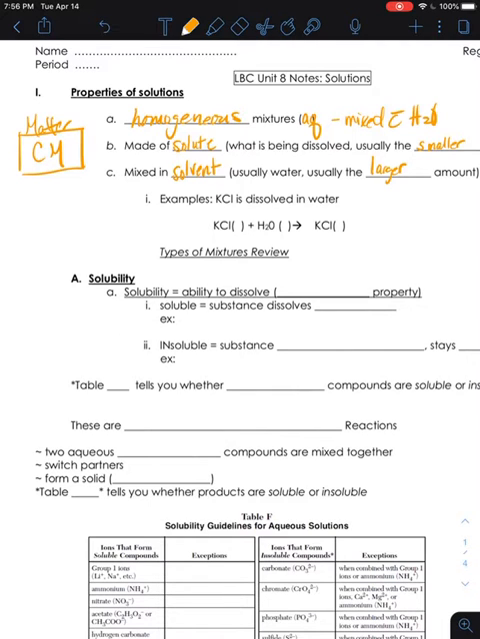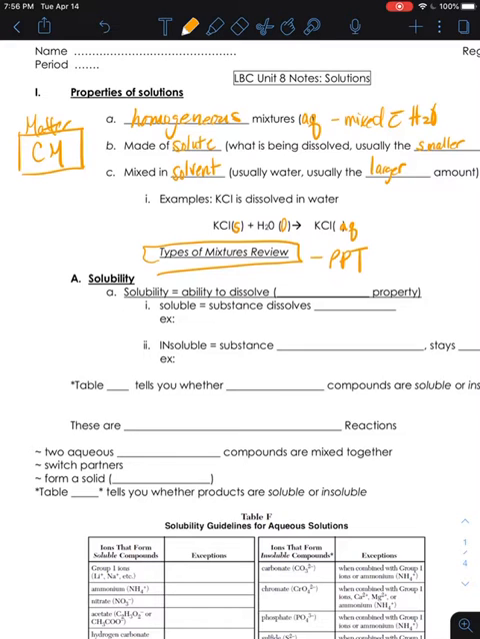So some examples, KCl is dissolved in water. KCl would be the smaller amount, so this would be your solute. H2O would be our liquid, and we would be left with an aqueous solution. So again, look back, find your concept map, and also look at the PowerPoint to review the types of mixtures.